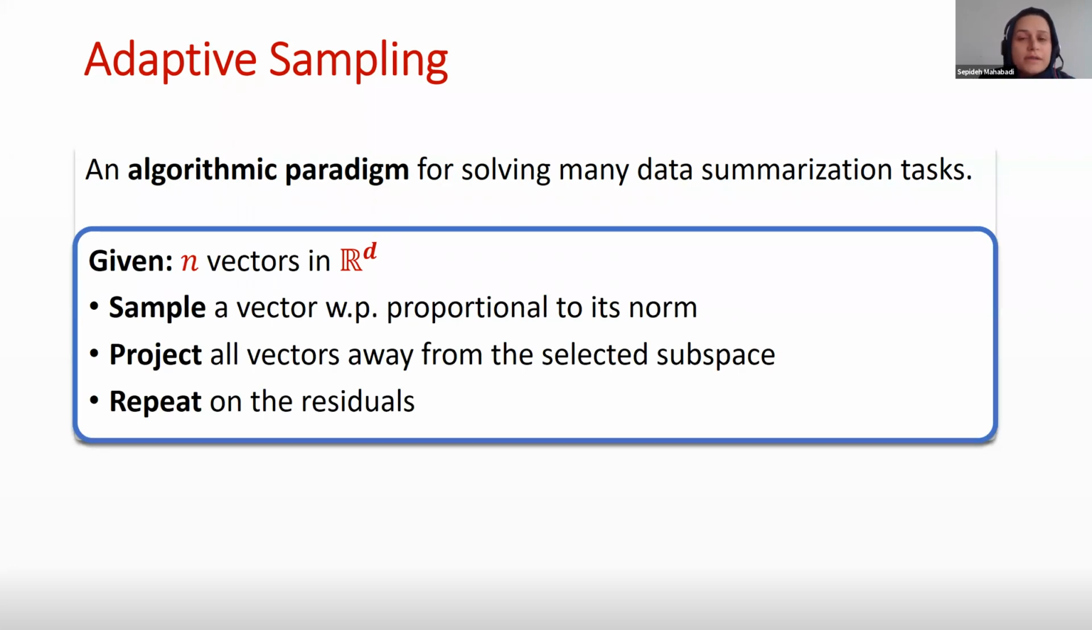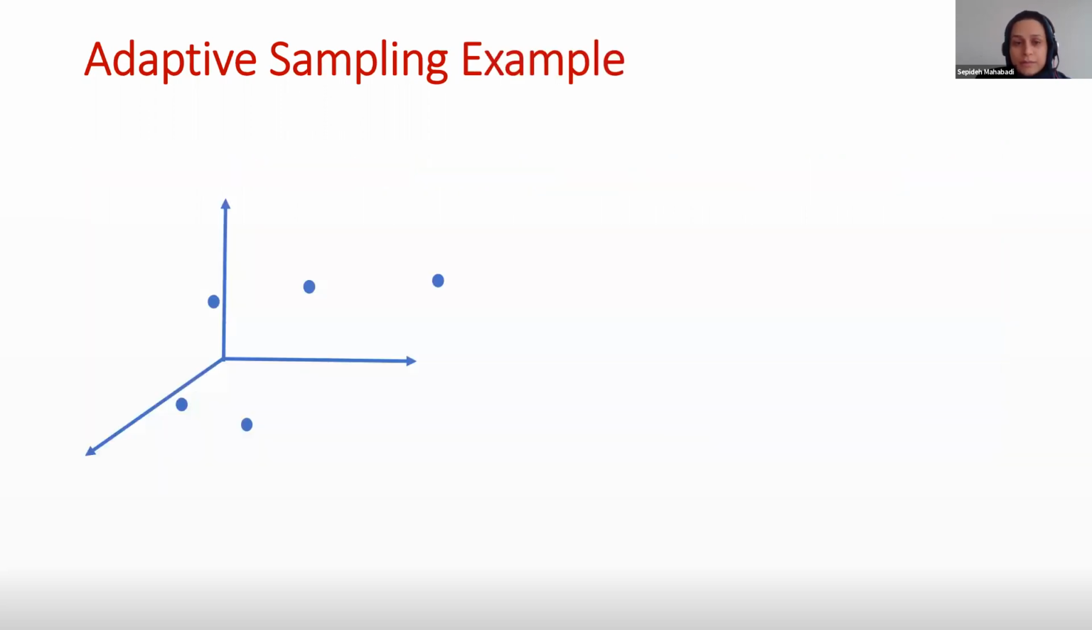So in short, suppose that you are given a set of n vectors in a d-dimensional space. And what adaptive sampling does is that it samples every vector with probability proportional to its norm or norm square. And it does it in an adaptive fashion, meaning that once it first samples one row, then it projects away all the remaining vectors from what it already sampled and continues on the residuals. Okay, so it projects onto the subspace orthogonal to what it has already picked.